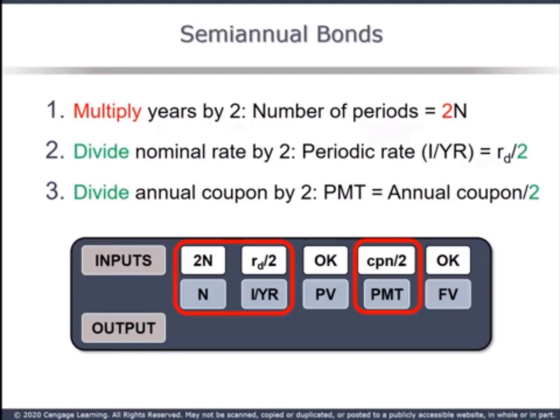With a semi-annual payer, N is the number of 6-month periods to maturity, so it's the years to maturity times 2. IY is the yield to maturity divided by 2. Remember that a yield to maturity is quoted as an APR, so we can simply divide by 2 to find the 6-month rate. Payment is the face value times the coupon rate divided by 2, the amount paid every 6 months.